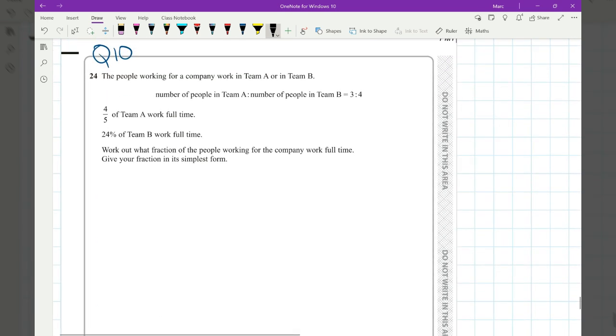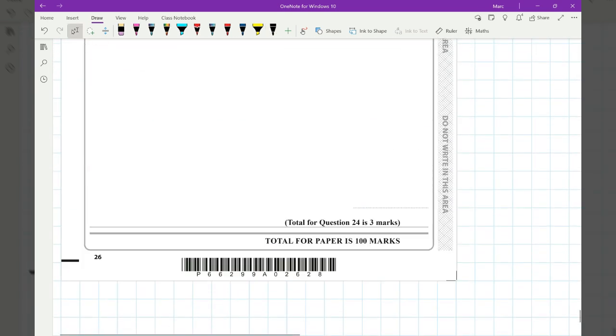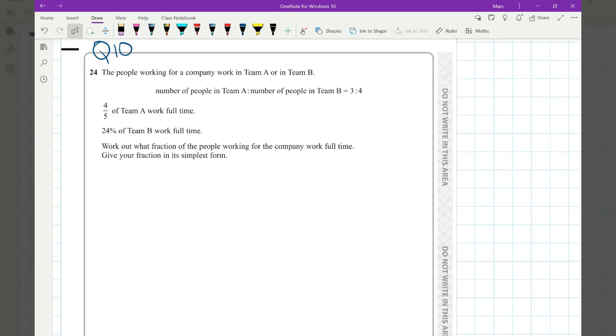Super. Right, question 24. Is this the last one? It is the last one, the home stretch. The people working for a company work in Team A or in Team B. Number of people in Team A to number of people in Team B is ratio 3 to 4. 4/5 of Team A work full-time, 24% of Team B work full-time. Work out the fraction of people working for the company that work full-time. Give your answer as a fraction in its simplest form.